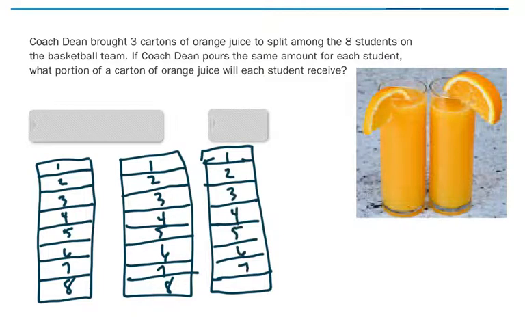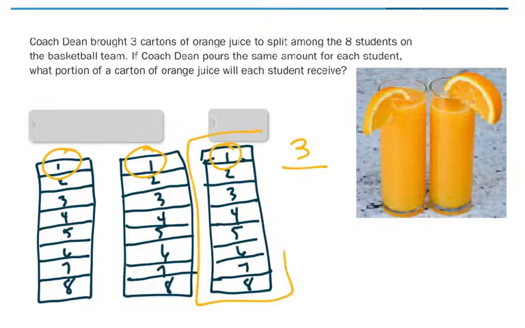So when we ask student number 1, how much? 1, 2, 3 equal parts. And each carton is in how many equal parts? 8. So 3/8 of a carton.